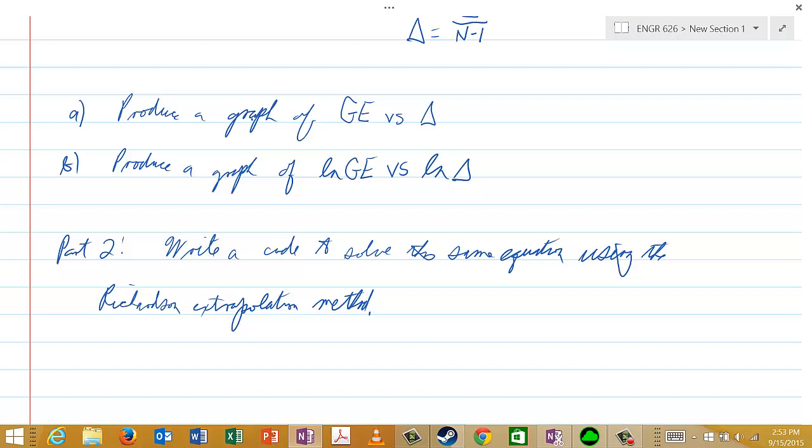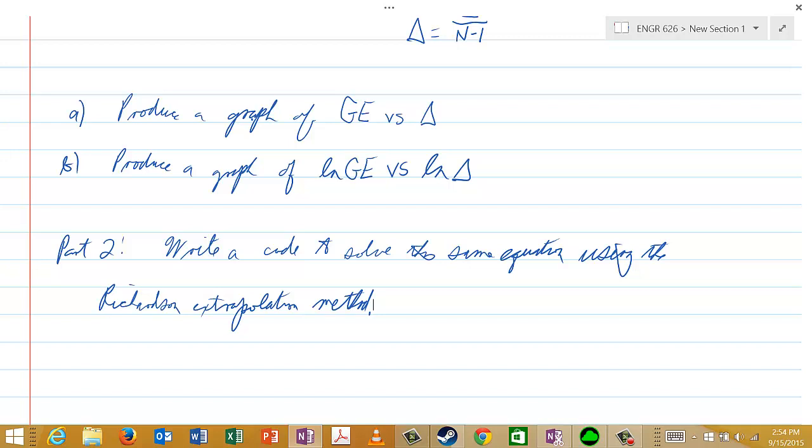So that's the way that you would do part 1 of the code. And for each different delta, you want to calculate the global error, and then you will, in the end, plot the global error versus delta and the log of the global error versus log of delta, and those will be two separate graphs. Okay, now for part 2, what do you do?